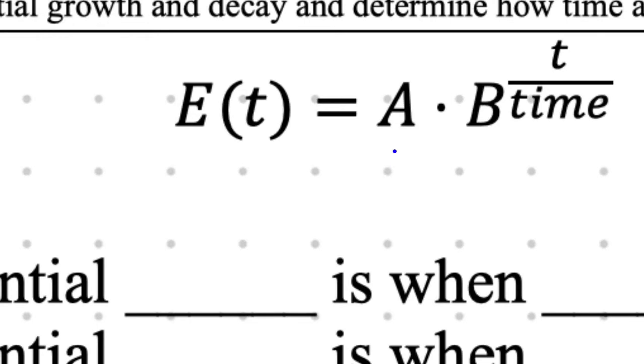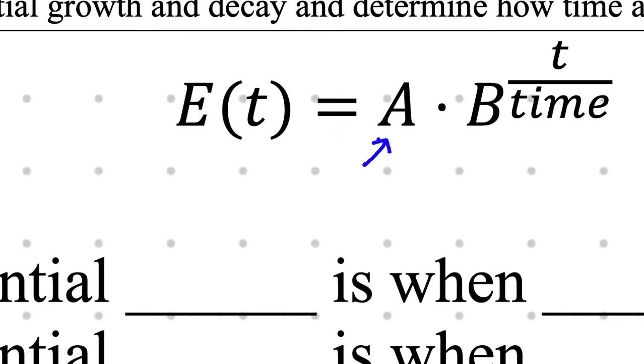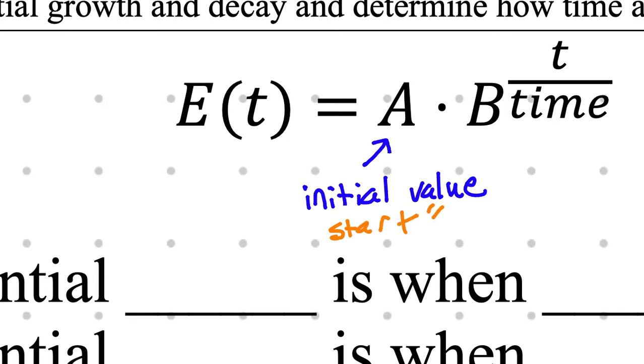For A, this is your initial value. And if you don't like the word initial, you can think of this as your start. How much did you start with? So maybe you have a petri dish that has 2,000 cells of a certain bacteria. Well, your start amount is 2,000 cells. So your start value or your initial value is A.